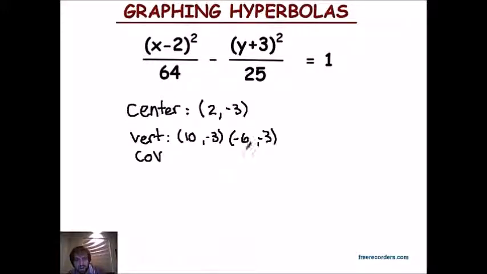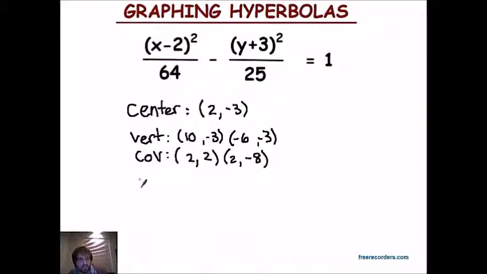So now I have my two vertices, and then my co-vertices are going to be the y, since the y is our minor this time. We're going to have the same x value as the center, and then we go up or down. In this case, the square root of 25 is 5. So negative 3 plus 5 gives me a positive 2, and negative 3 minus 5 gives us a negative 8. And so now we have those.